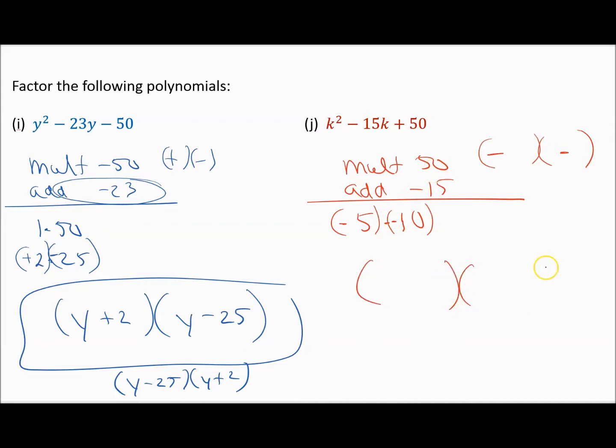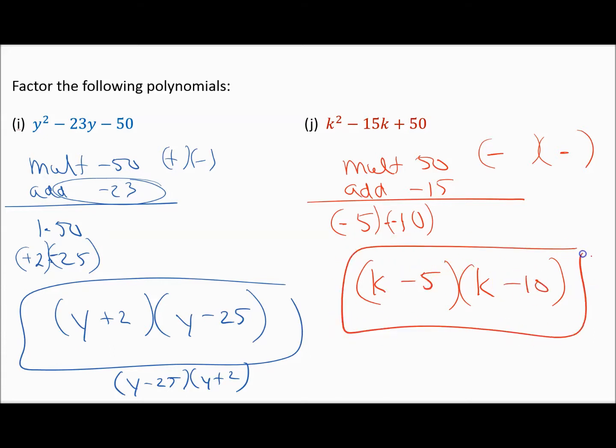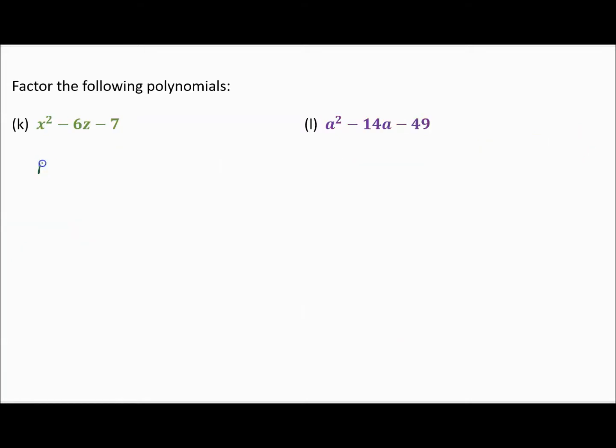So I'm ready for my two sets of parentheses. Again, my variable is k. Since it's k squared up here, that means a k, the square root of that, goes in the first position. And they're both negative, so I'm going to put minus 5 and minus 10. And there we go. And again, you could check it by foiling that out, adding like terms, and you will get your polynomial back. Let's do it again.